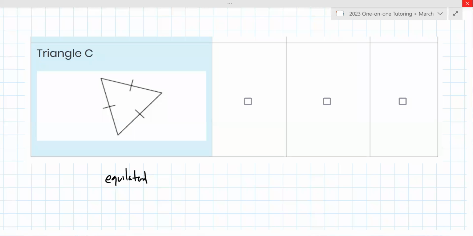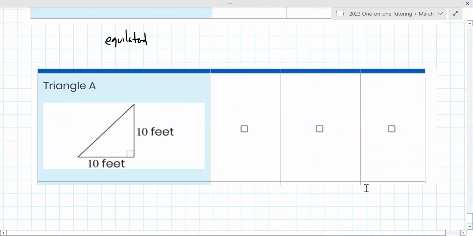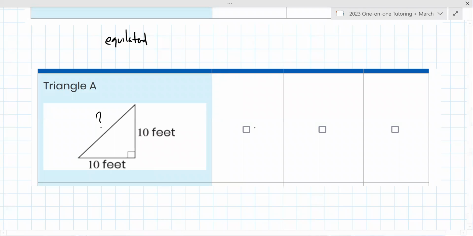Okay. Let's look at one more here. Look at the sides. Is this equilateral, isosceles, or scalene? Equilateral. So all three sides are the same. Do you know this third side? No, it's isosceles. It is isosceles, yes. Very good.